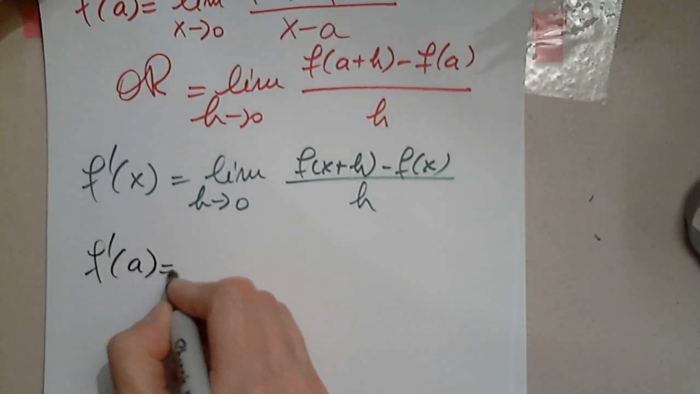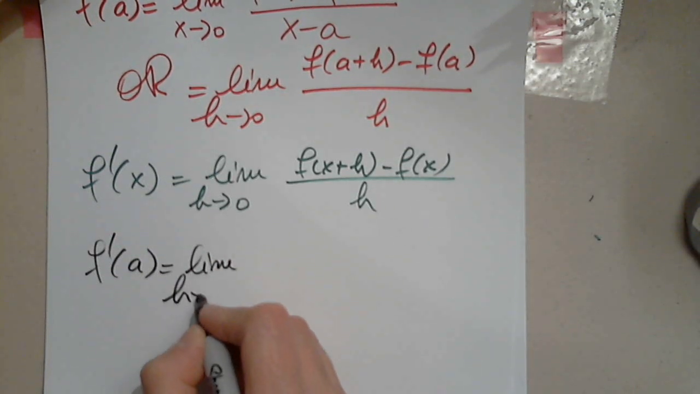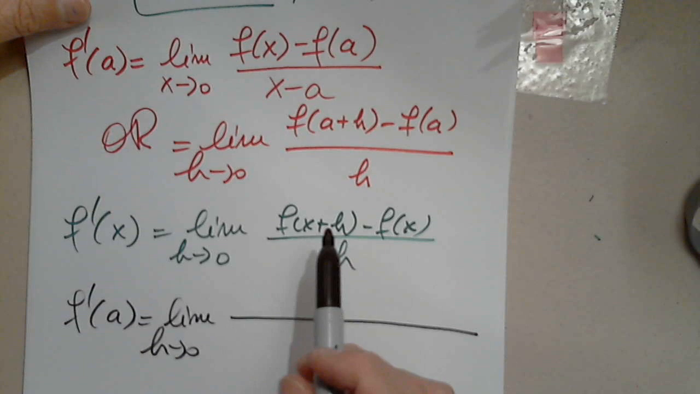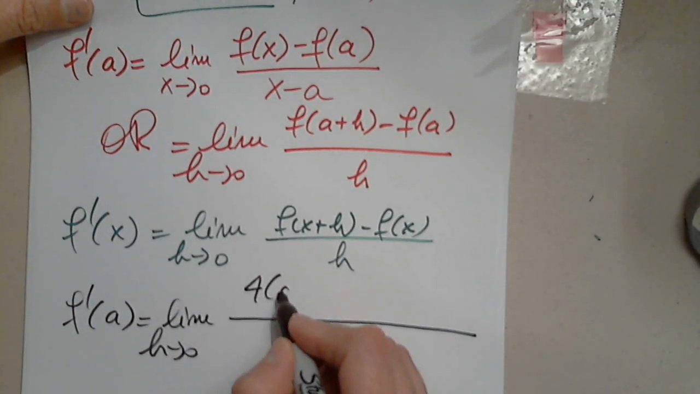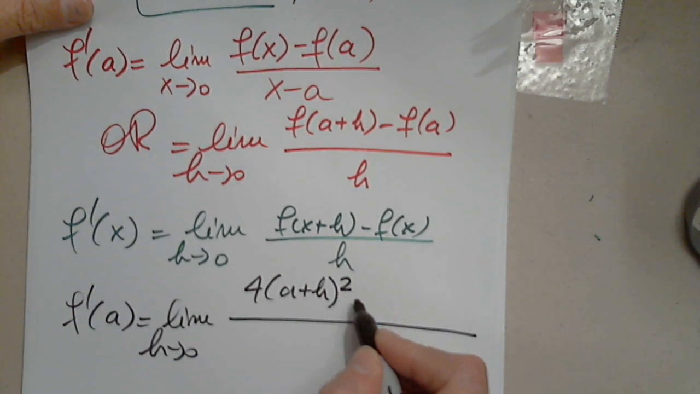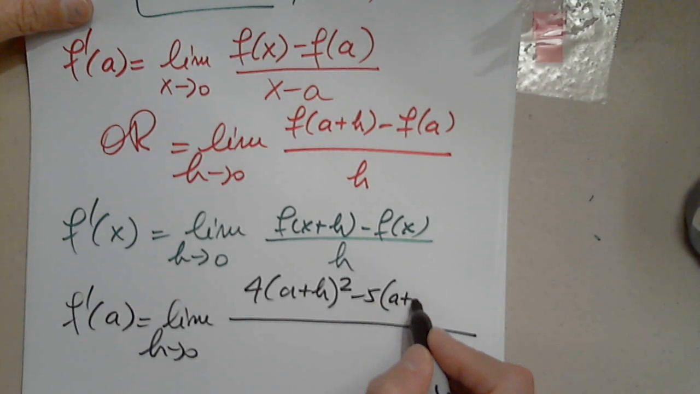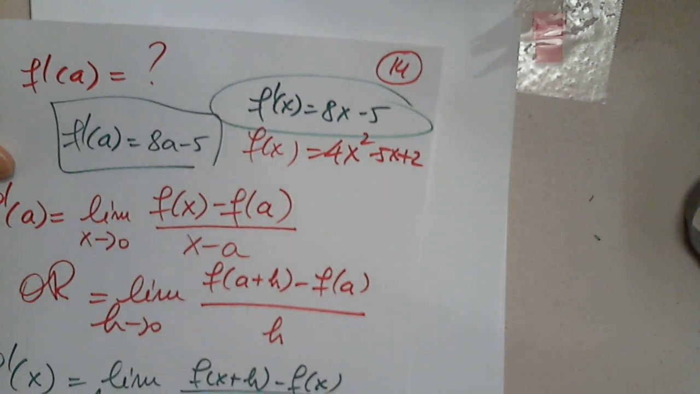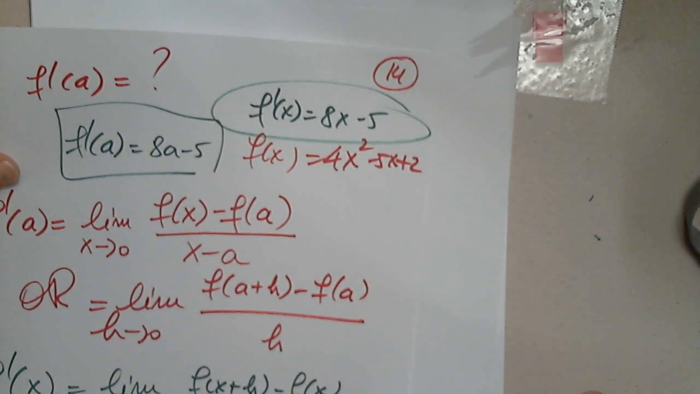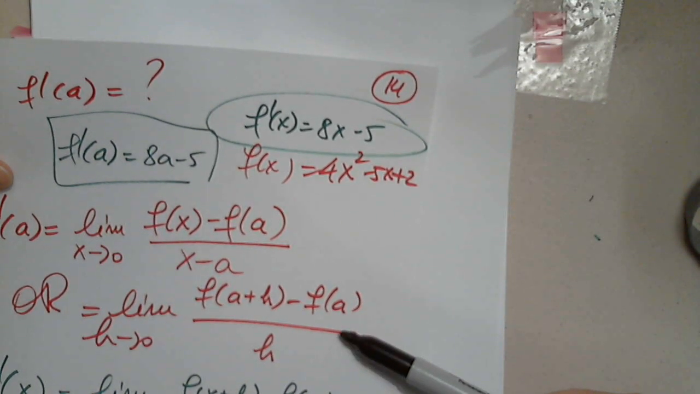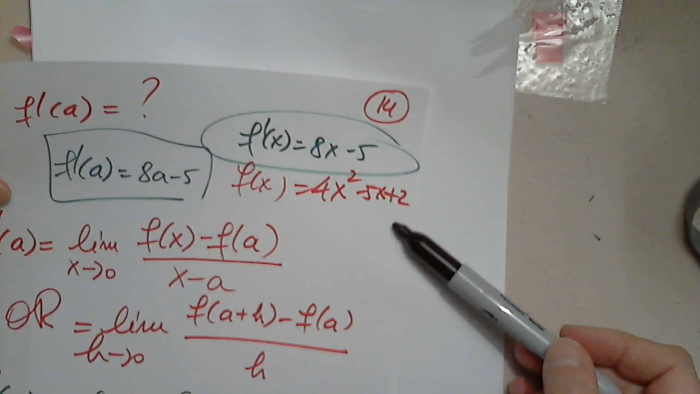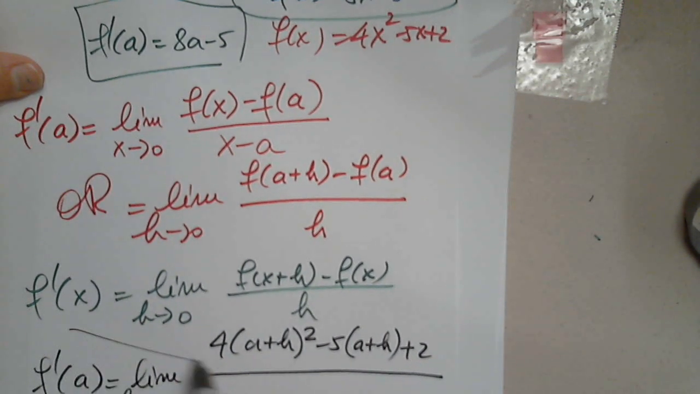So f prime of a equals the limit as h approaches 0. F of a plus h will be 4 times (a plus h) squared minus 5 times (a plus h) plus 2, watch me run out of room, minus f of a, which will be minus this, plus this, minus this. And of course I ran out of room, so I'm just going to do this, because there's not enough room in there.